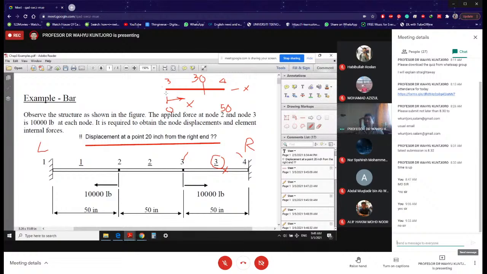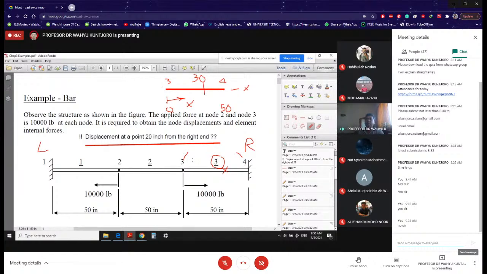Identify which element the point belongs to. Identify the node number. Of course, when you do finite element analysis, you will find displacement at node 3 and at node 4. In this case, at node 4 the displacement is actually 0, but you still have to find the displacement at node number 3.